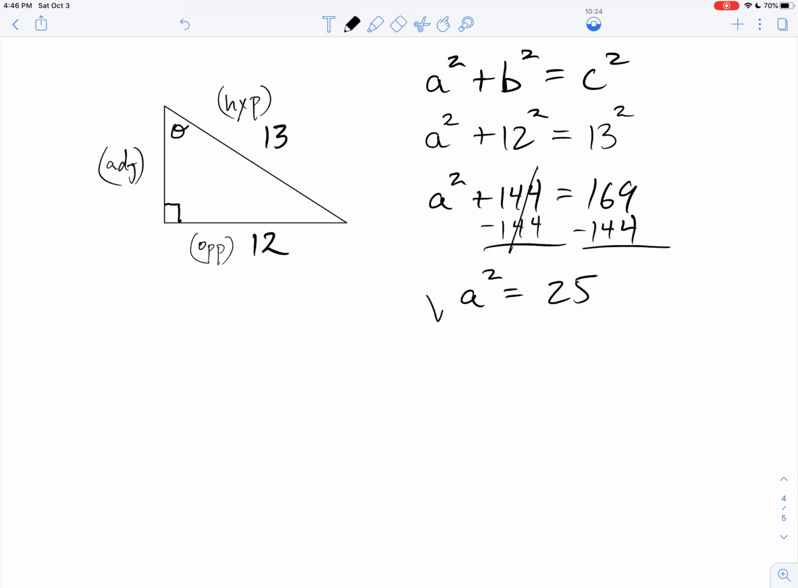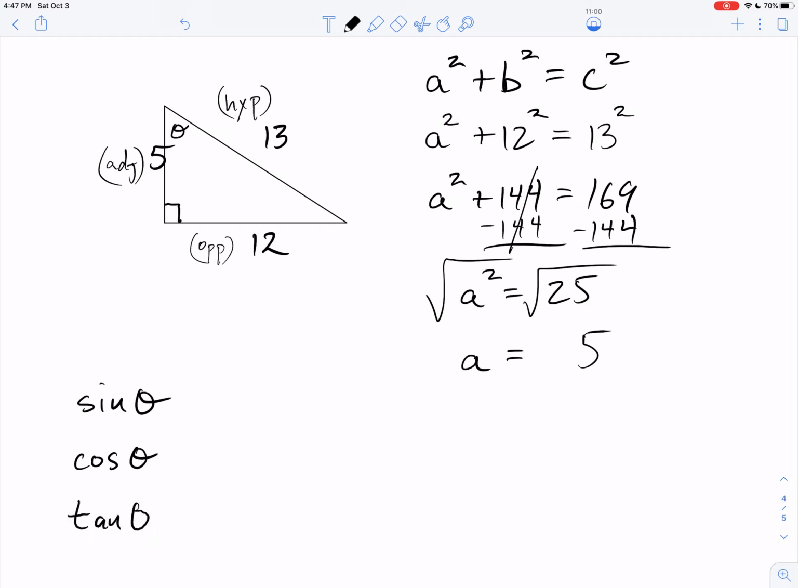And I go, hey, I was just here, but it was a little bit different how I got here, because this time I'm looking for the missing leg. And algebraically, I would say a equals plus or minus 5. But we don't need the plus or minus. We're just going to deal with positive 5. So the missing piece here, this adjacent piece, is 5. Hey, guess what? They still want me to find the sine of angle theta. They still want me to find the cosine of angle theta. They still want me to find the tangent of theta. But they're also going to ask for the reciprocals.